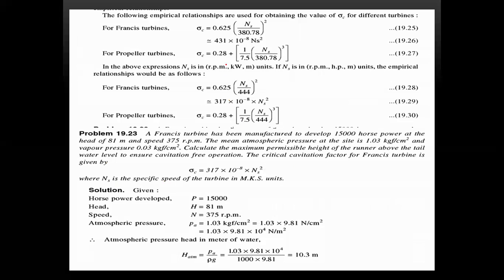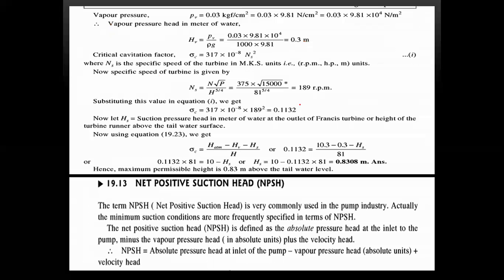Based upon that, the following empirical relations are used for obtaining the sigma c for different turbines. So ఒక్కొక్క turbine కి direct formulas ఇచ్చాడు అన్నమాట. So what is it for the Francis turbine? For Francis turbine, sigma is equal to this formula. For propeller turbines, this is the formula you have to keep. For Francis turbine, whenever there is an empirical relation with ns in rpm, kilowatts, and head in meters given, this is the formula. For propeller turbine, this is the formula. So the cavitation method, we'll see some of the problems, right?